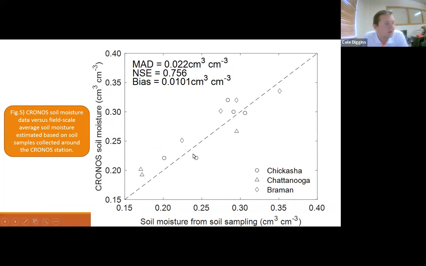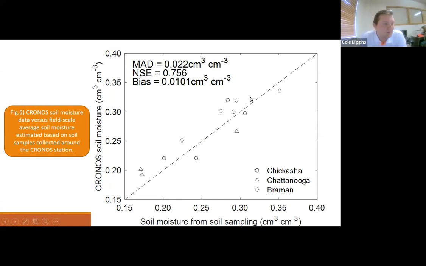But first, I'd just like to show this is the soil moisture from our CRONOS validation sampling when compared with our CRONOS soil moisture estimates that we were taking. As you can see, we had really good correlation, an NSE of 0.75 or 0.76. And all in all, we had good connection between the two.